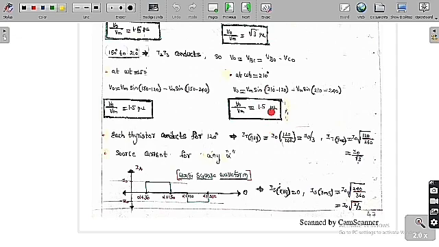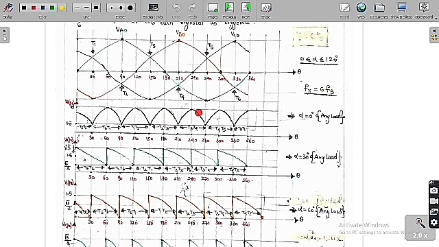So based on this, we can draw the graph for alpha is equal to 0 degree for any load. If you draw this one, we are going to get it in this format. From 30 degree to 90 degree, T1, T6 are going to conduct. From 90 to 150, T1, T2 are going to conduct, and from 150 to 210, T2, T3 are going to conduct. So it's going to have a peak value of V0 is equal to Vm into root 3, and the minimum value of V0 is equal to 1.5 Vm.